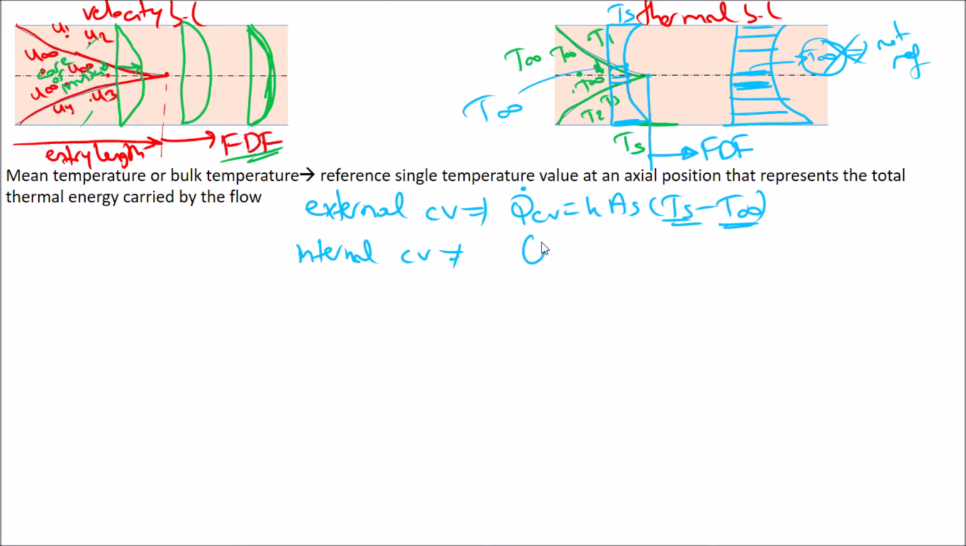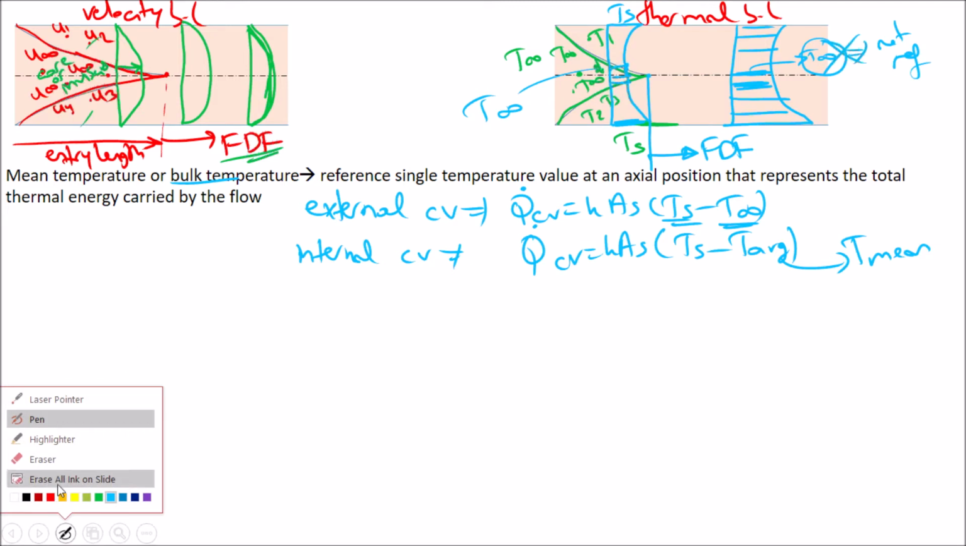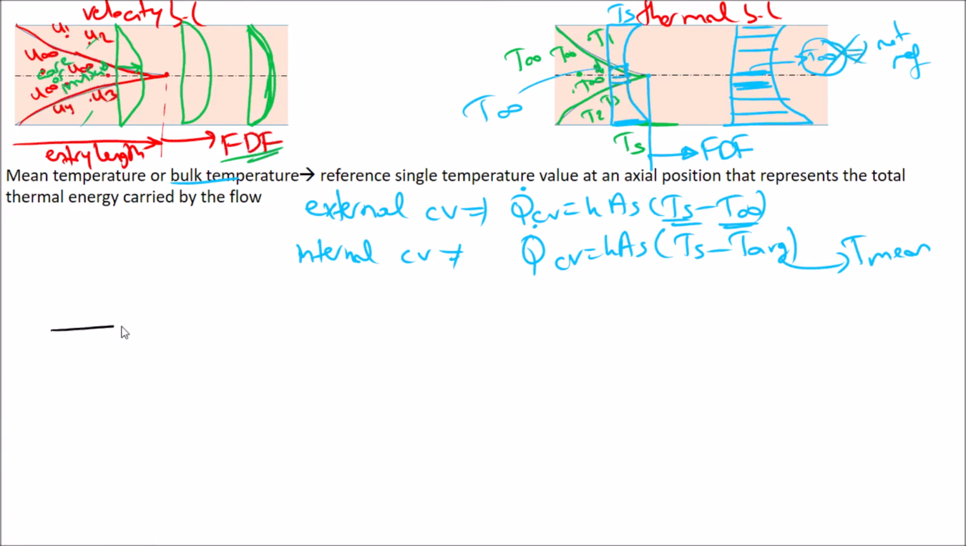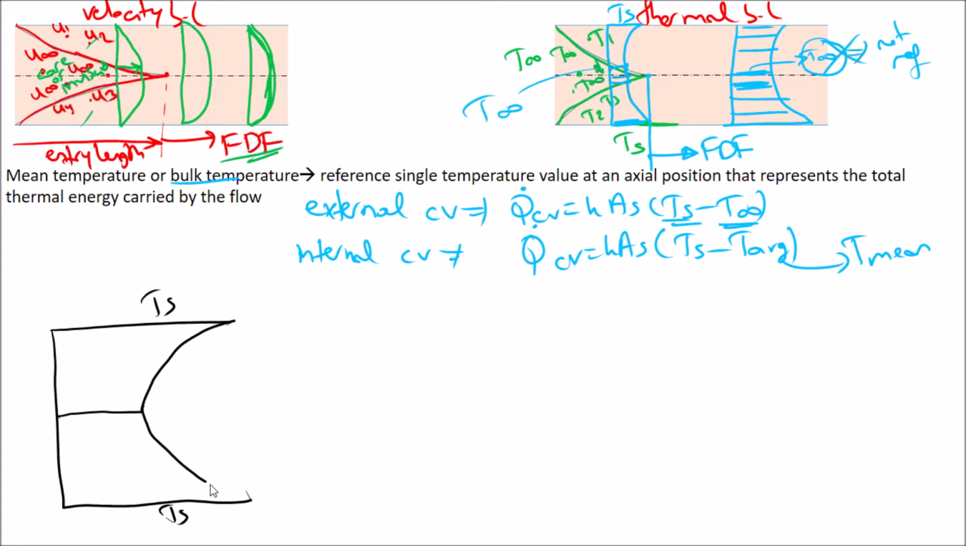For internal flow, we are using the average temperature as the reference. This average temperature is also called the mean temperature, and it's also called the bulk temperature. So what is average temperature? Say that I have a temperature profile something like this one. Here everywhere it is TS, and it is TS here, and it drops to some intermediate value and increases to TS, and everywhere you have a different temperature than TS. This is the profile.